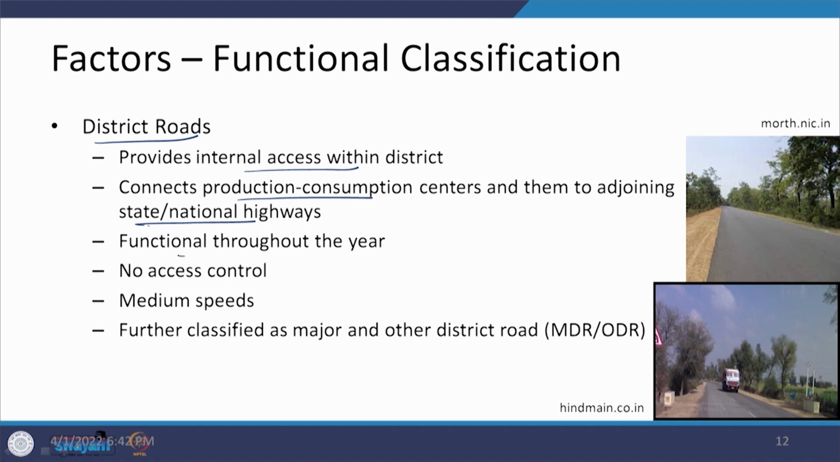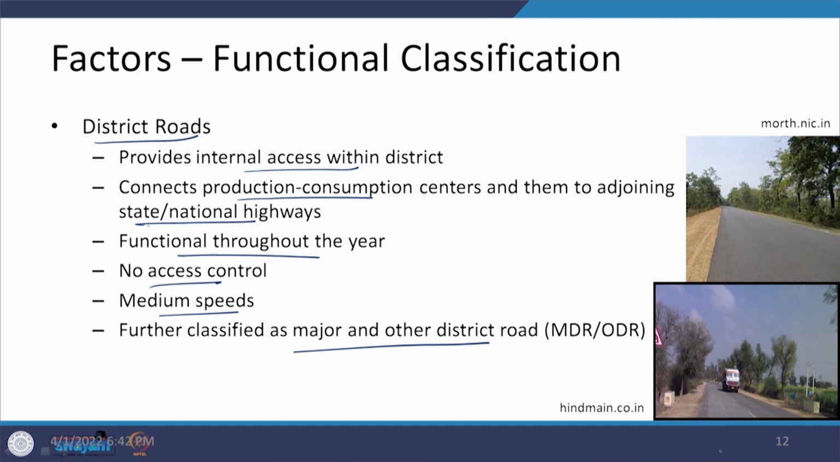They should also remain functional throughout the year, the same as in the case of national highways, state highways or expressways. There is no access control, the speeds are lower here as compared to the national highway or state highway, and they have been classified further as major district roads or other district roads, which are being defined as MDR and ODR.